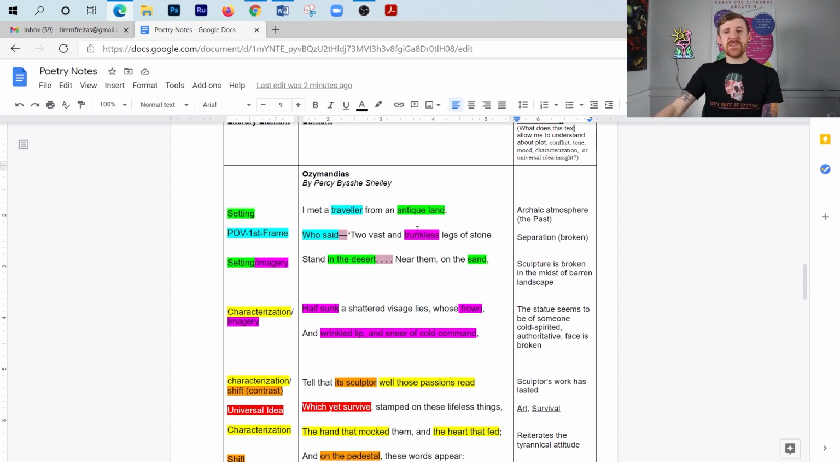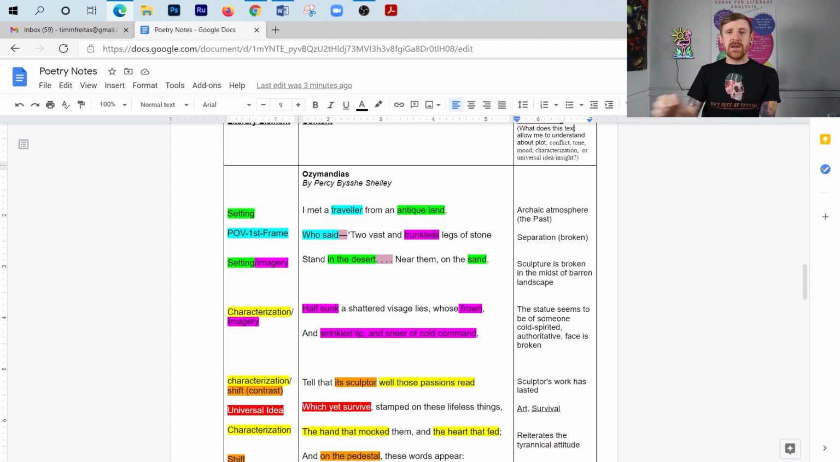So we know that there's a sculpture. We also know that the sculpture is broken because of the images here. It's trunkless legs of stone. It's broken. And we want to think about these things and say, what can I understand here? So when I get this image, I'm like, okay, what do I understand about something going on in the poem?